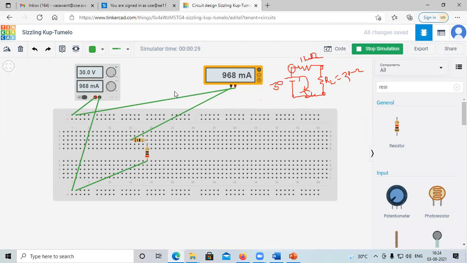So hence we verify the Thevenins theorem. Is there any doubt? Has everyone understood the Thevenins theorem? Yes, sir.